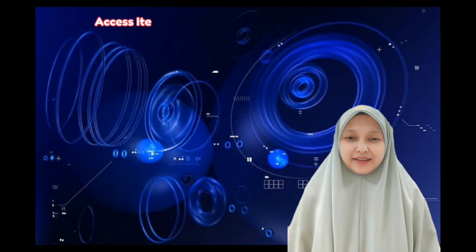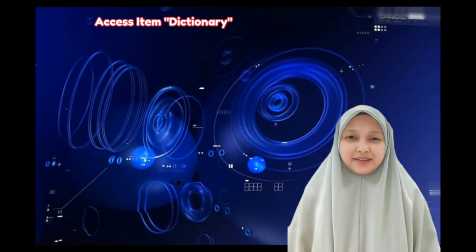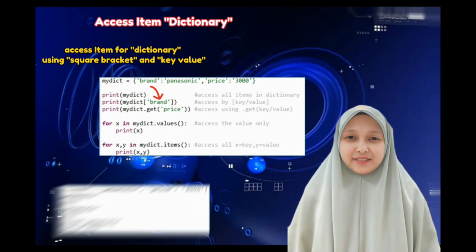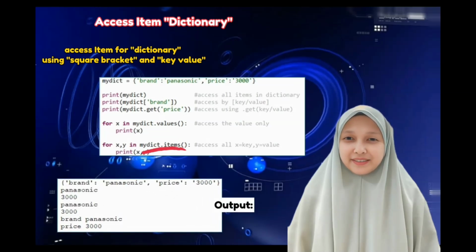To access an item in a dictionary data structure, you use square brackets and the key. When you want to access just the item values, use the method mydict.values. To access all the key-value pairs, use the method mydict.items.